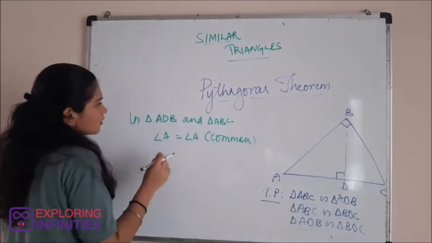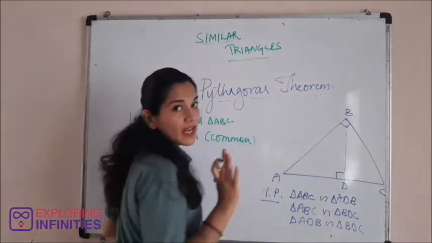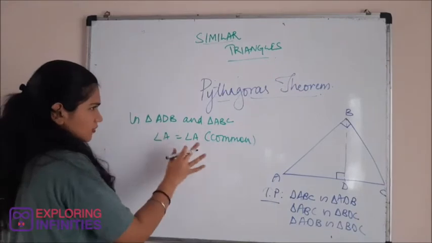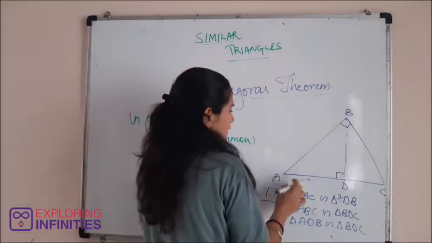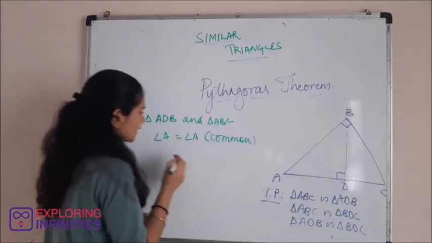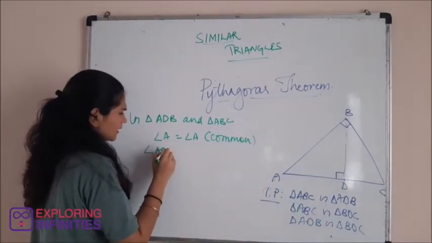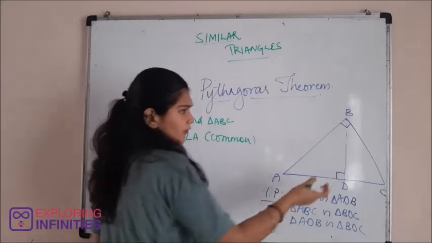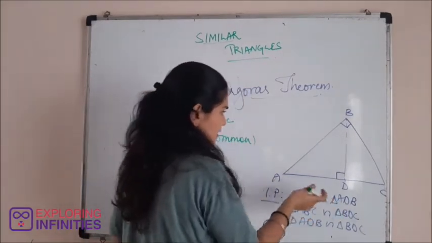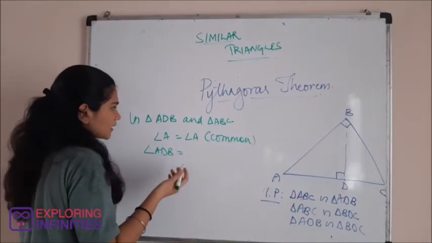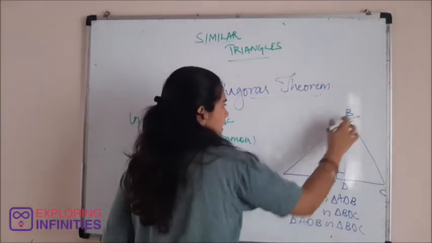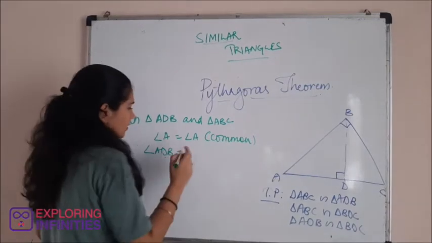Then what do you have? You have two right angles in these two triangles. What are those right angles? In triangle ADB, angle ADB is the right angle, because we are given that BD is perpendicular to the hypotenuse, so obviously it would be 90 degrees, and angle ABC is also 90 degrees.